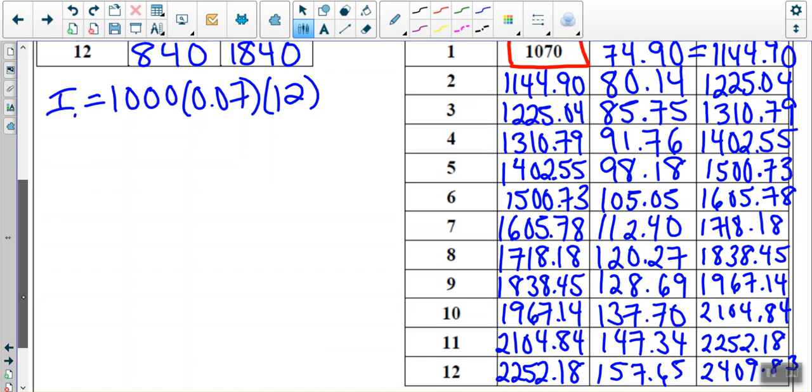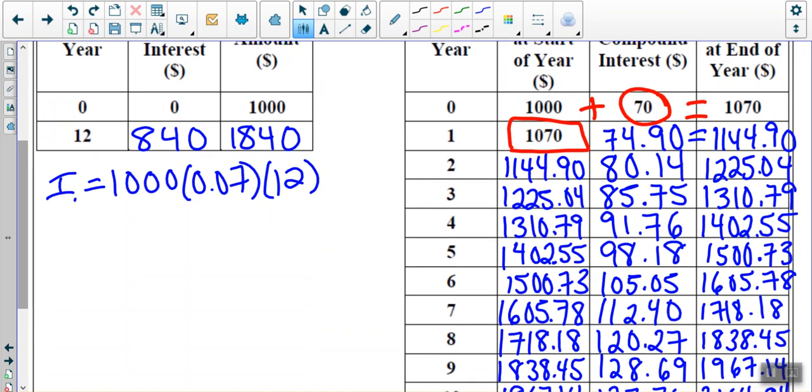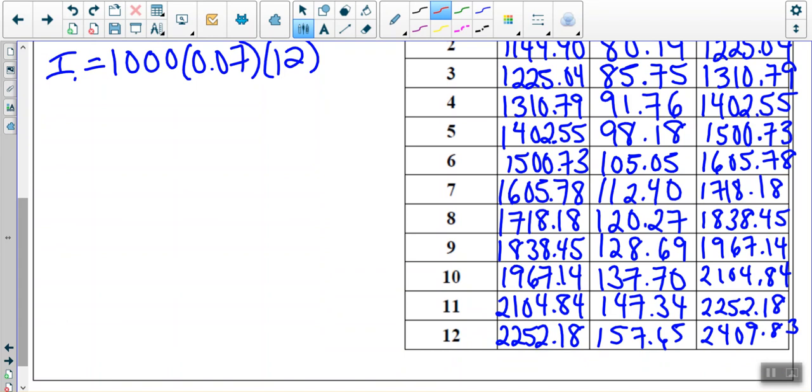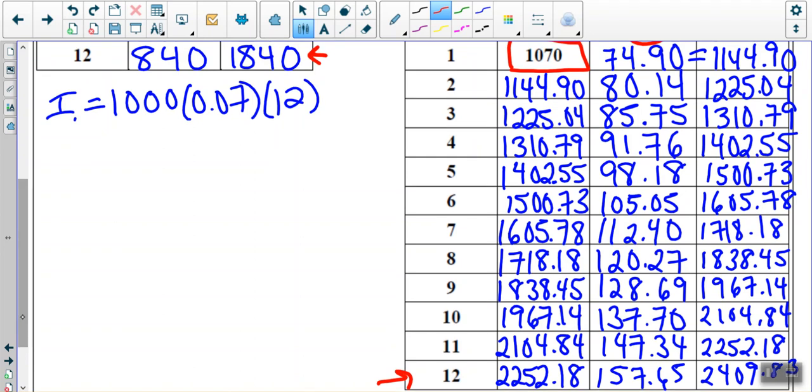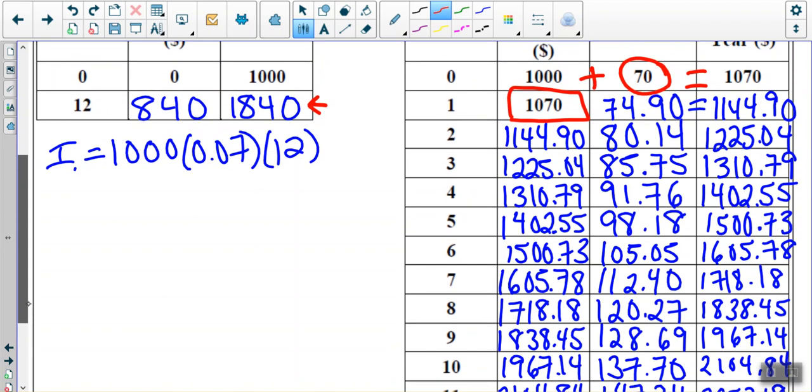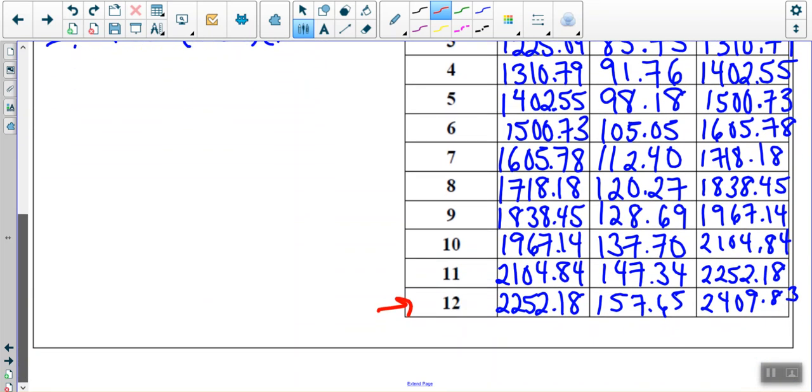But comparing these two amounts, you can see that there's a dramatic difference between 12-year simple interest, $1,840, compared to compound interest, where they end up with over $2,000 because the interest is added on to the principal amount, and that interest rate continues to grow as years progress.